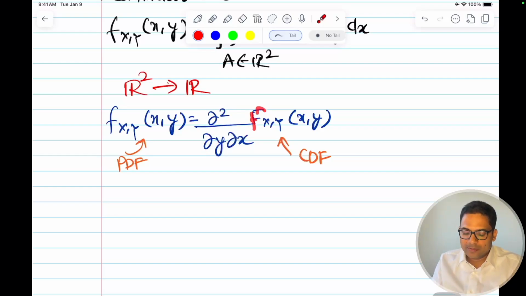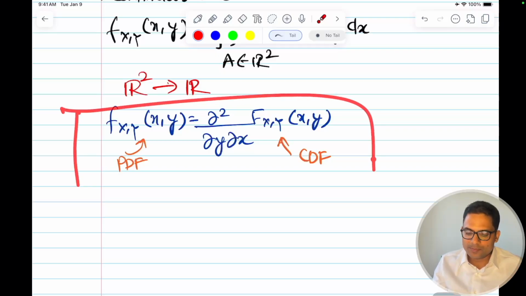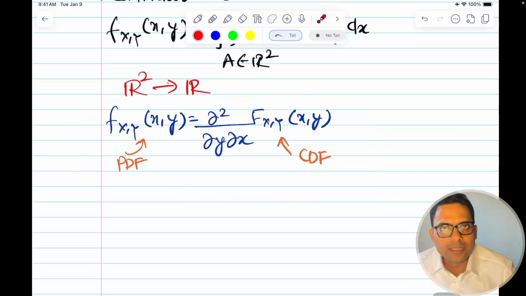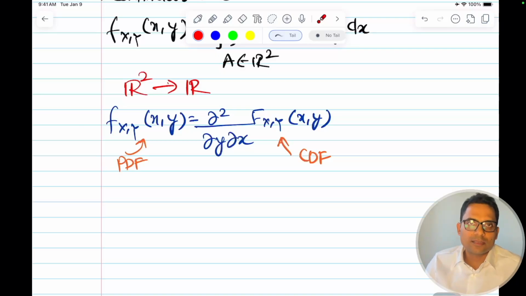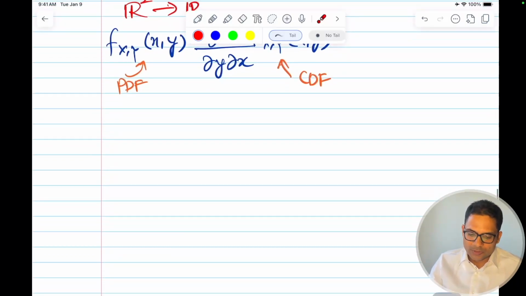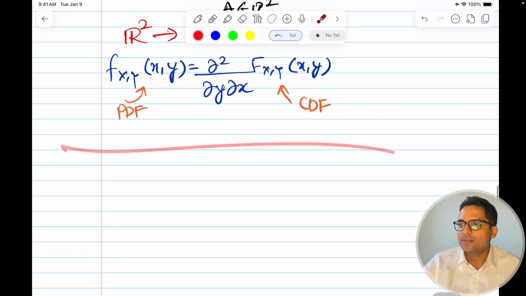Once we differentiate this CDF with respect to y, keeping x as constant, and then we differentiate this CDF with respect to x, keeping y as constant, this is called partial derivatives, when one variable is changing and the second one remains constant. I'll put all the calculus video links in the description. So I hope this joint probability is clear.